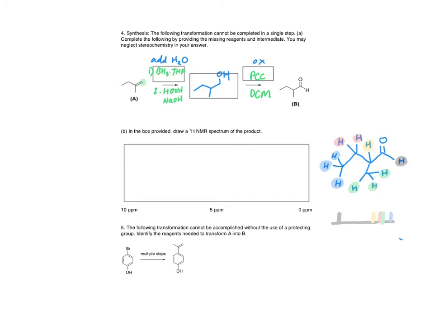Then we want to ask ourselves how many protons does each type of carbon have? This shows us what to do for our integration. So down at the far left, the gray proton is a signal that's going to integrate to 1, and it doesn't have any splitting because it's not next to a carbon with a proton neighbor.